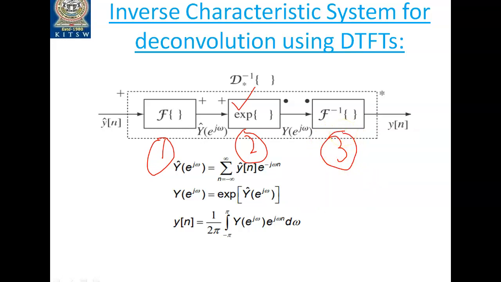This is the way we are going to get y of n, where y of n is nothing but an inverse Fourier transform. And here, instead of taking the logarithmic, we take an exponential function. So this is the way we calculate y of n.